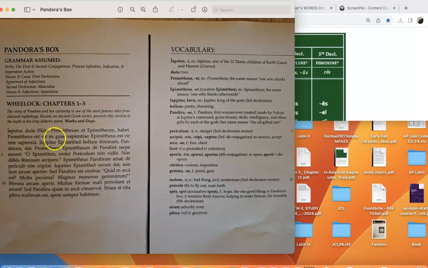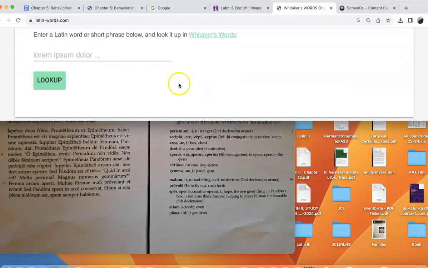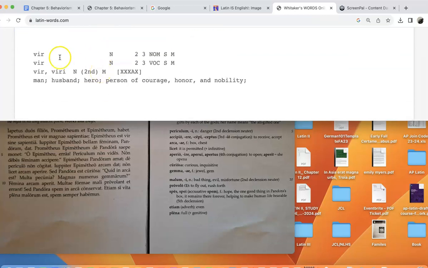And then it says, Prometheus est vir magnae sapientiae. Let's always go to the end of the punctuation if possible. And Prometheus is a man of great wisdom. So this one over here, they don't give us any vocabulary. Vir is the word for man. It's where we get words like virility and virile. Again, if we're not sure, we can use Whitaker's Words and just look that word up. You can see here, vir means man, husband, hero, person, honor, nobility. So probably go with man in this case. So Prometheus is a man.